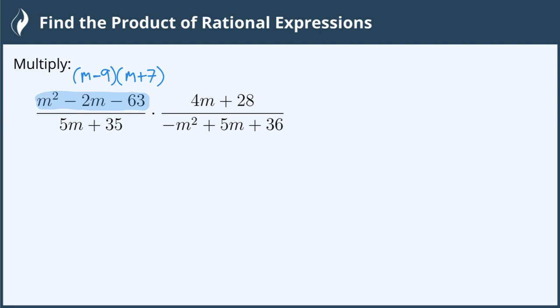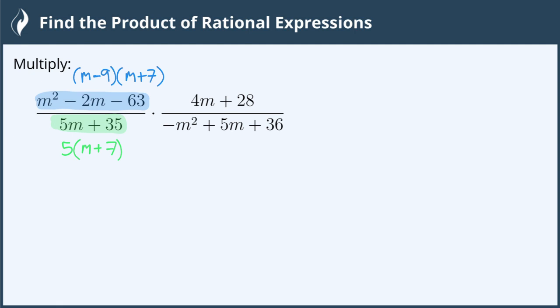Now let's factor the bottom of this fraction, 5m plus 35. In this case, it's just a linear expression, so we can just pull out a greatest common factor. In this case, that's going to be a 5. When I divide 5m by 5, I get m, and when I take the 5 out of the 35, I get 7. So we factored both the top and the bottom of our first fraction.